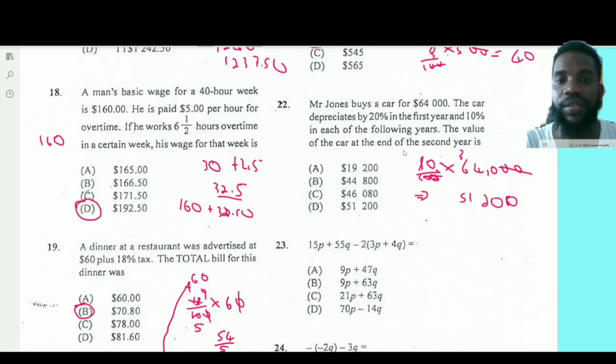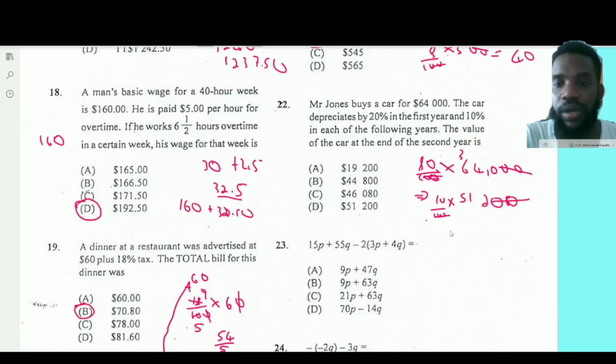Now for the second year, they're going to take off 10%. So it's going to be 10 over 100 multiplied by this. Where are the zeros again? They're going to take off 512. So that's one way to look at it. Or what I can simply do is say that that is the original price, and of course 90% is going to remain, but it depends on what you want to do.